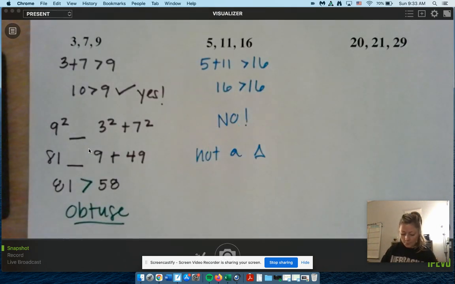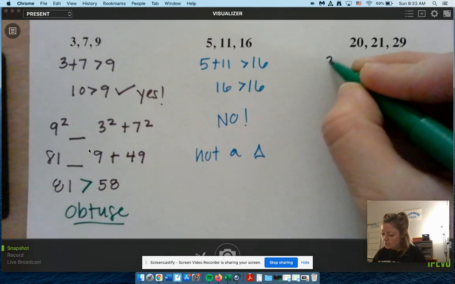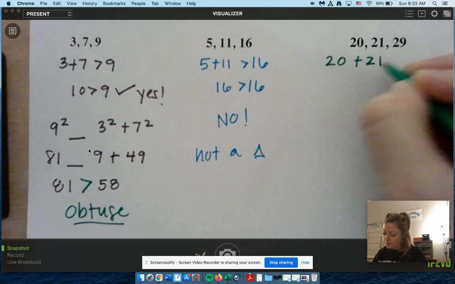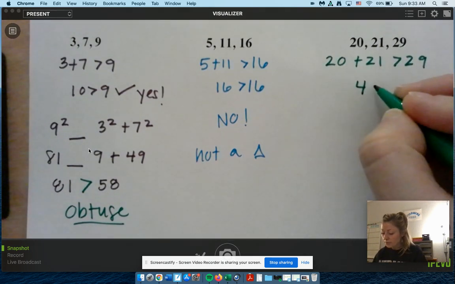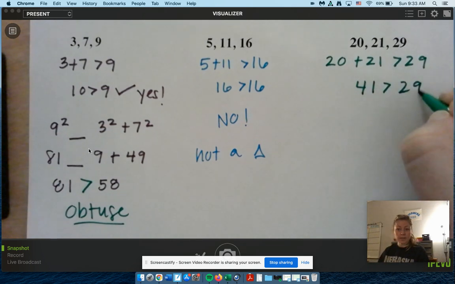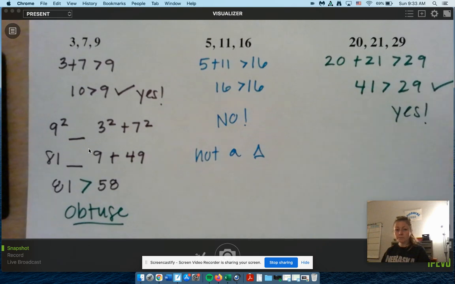All right, one more, folks. So again, let's see if we have a triangle that can be formed out of these three side lengths. So you take your two smaller ones. 20 plus 21, is that greater than 29? 20 plus 21 is 41. 41 is indeed greater than 29. So we're in business. Yes, we have a triangle.